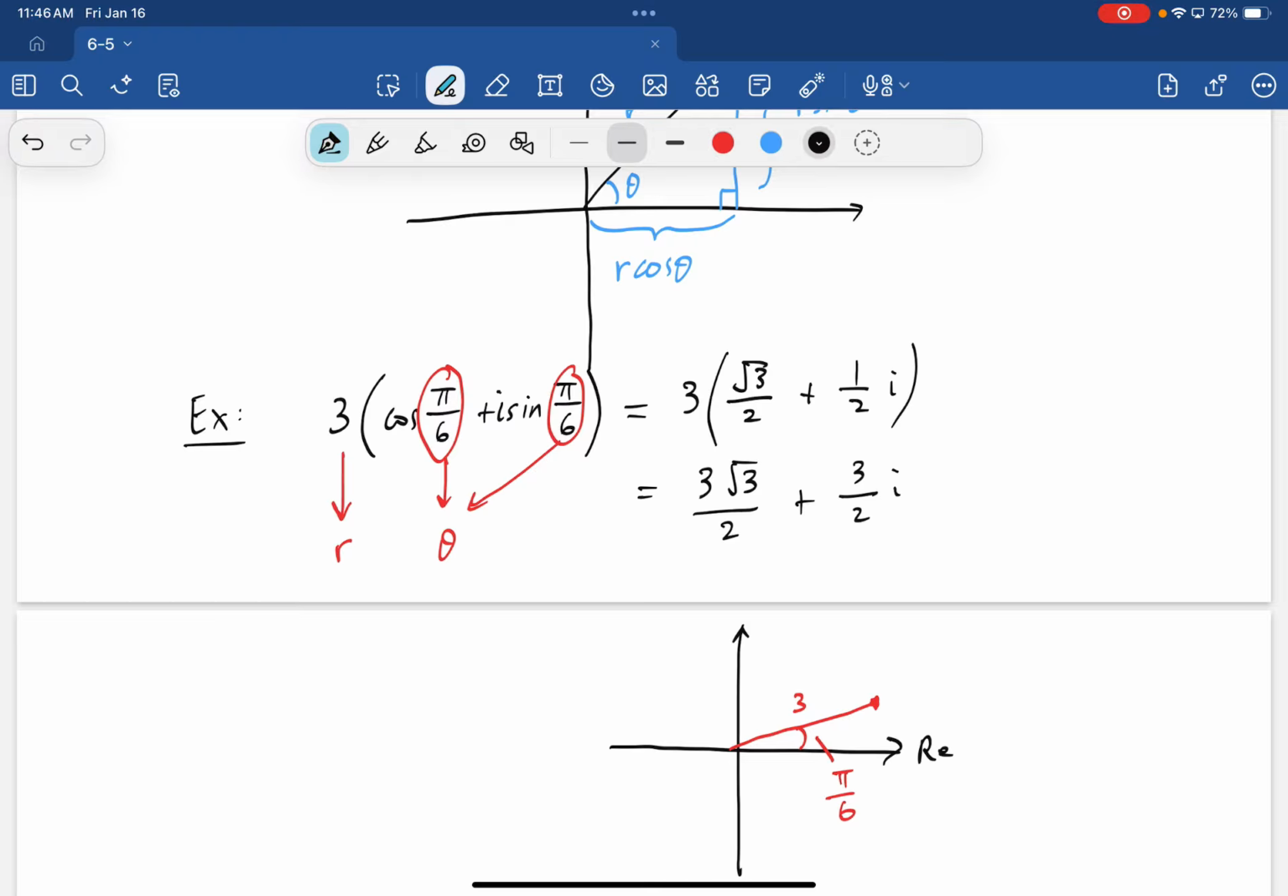Any questions? Wait, how do you know it's in quadrant 1? Because it's pi over 6 as the angle. The angle is always being made with the positive x-axis, counterclockwise.